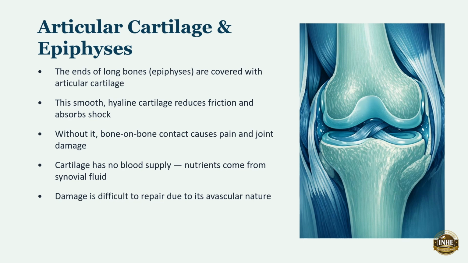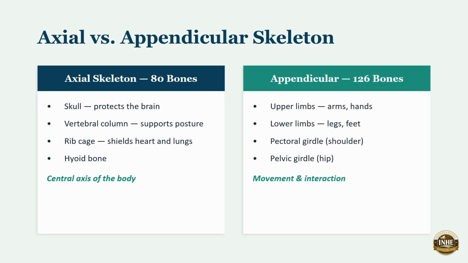Now think about how the skeletal system is organized. The body is divided into two main regions, the axial skeleton and the appendicular skeleton. The axial skeleton includes the central structures like the skull, spine, and rib cage, which protect vital organs and maintain posture. The appendicular skeleton includes the limbs and allows for movement and interaction with the environment.